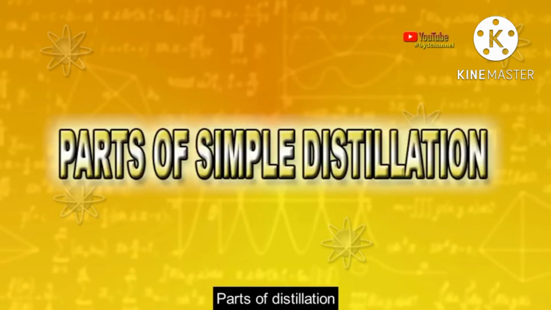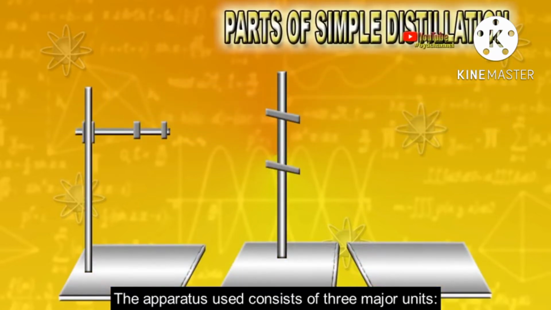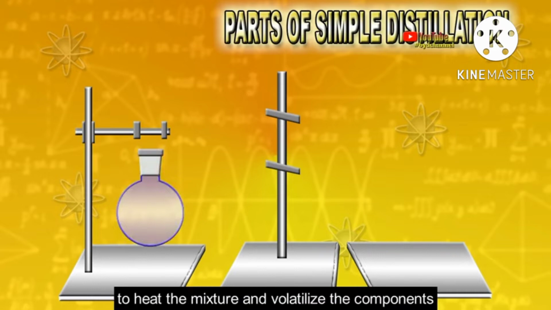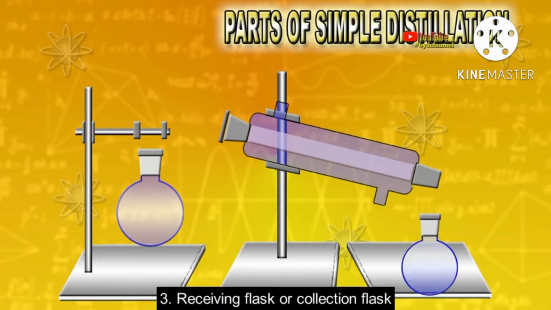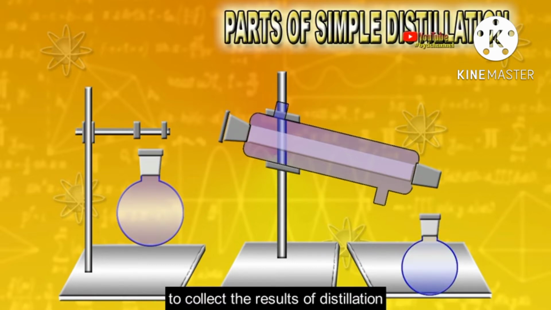Parts of distillation. The apparatus used consists of three major units. 1. Distillation flask or pot, to heat the mixture and volatilize the components. 2. Condenser, to cool the vapors back to liquid state. 3. Receiving flask or collection flask, to collect the results of the distillation.